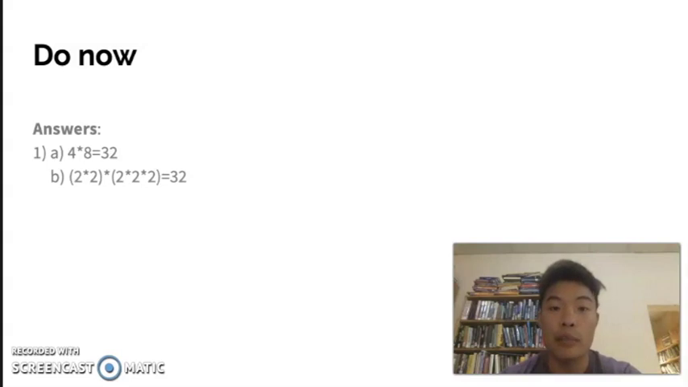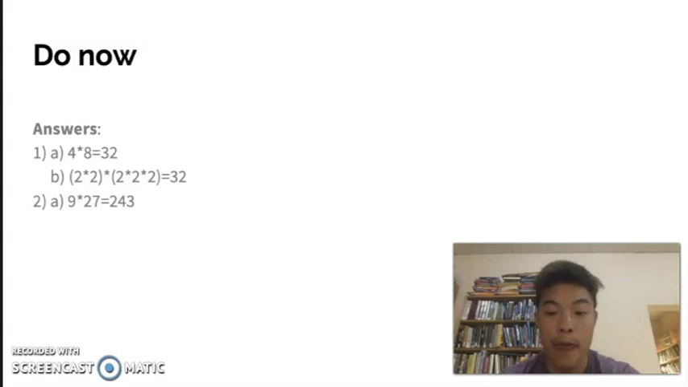The second way to do this problem is by expanding out the question. So we have 2 squared, which we can express as 2 multiplied by 2, and we have 2 cubed, which we can express as 2 multiplied by 2 multiplied by 2. When we do the product of these, we get 2 times 2 multiplied by 2 times 2 times 2, which equals 32.